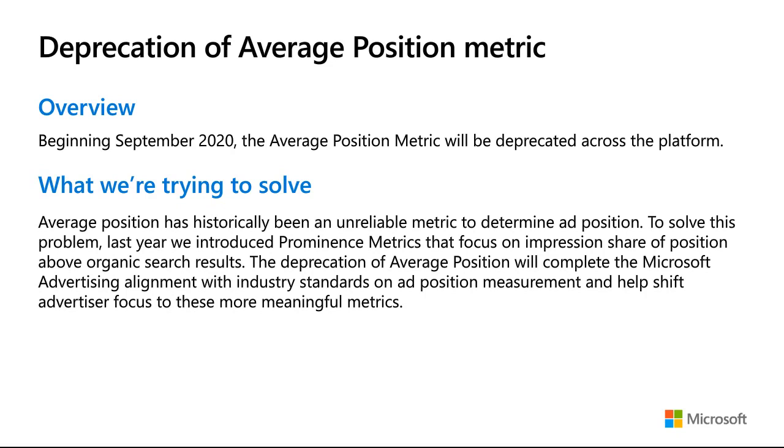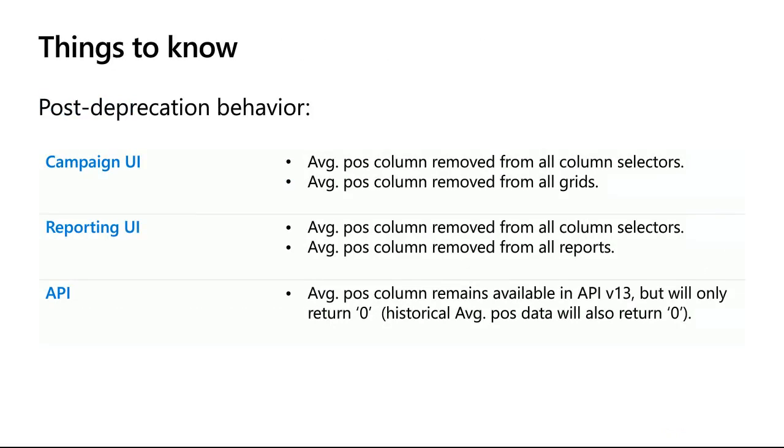So what will the actual post-deprecation behavior look like? In the campaign UI, the average position column will be removed from all column selectors, and you won't see it in any grids either. Same for the reporting UI. For the API, the topic of this call, in version 13, we will return 0 for any data, and historical average position data will also return 0 from the deprecation date on. Then we expect the average position metric to be removed from API version 14.